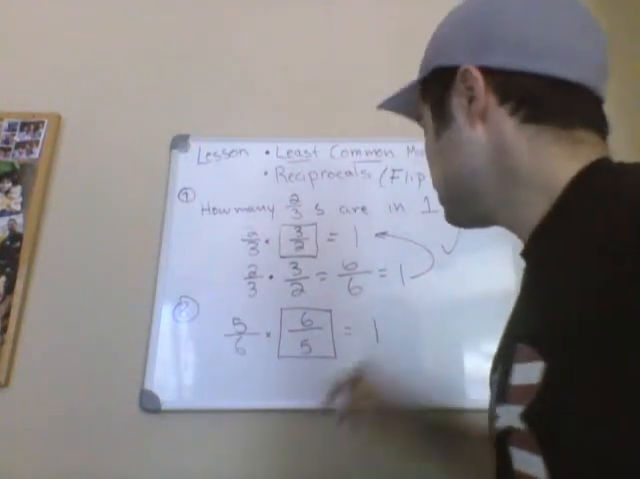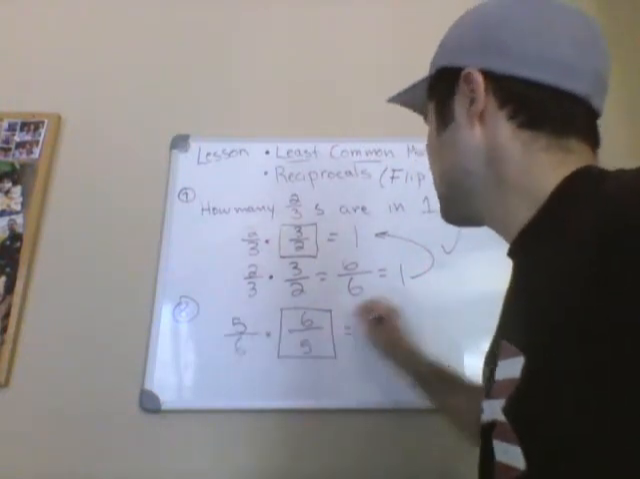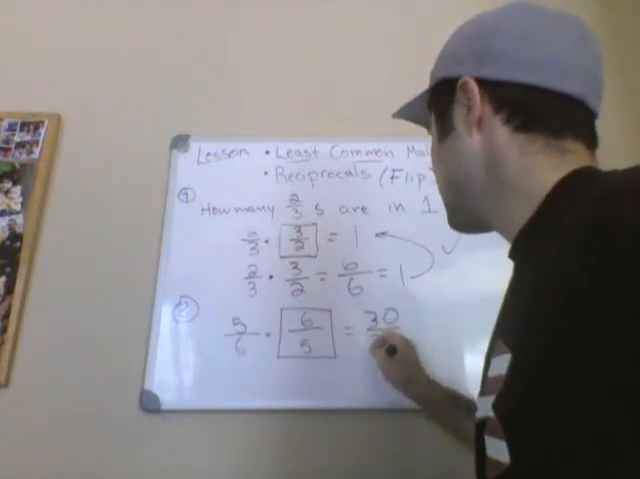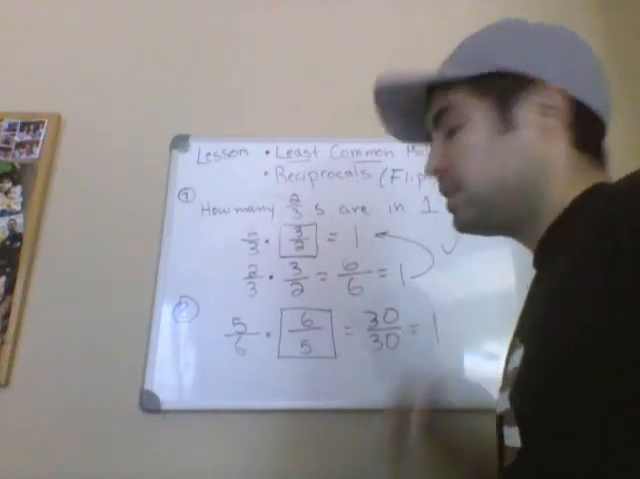In order to prove that, you just multiply out. Let's do 5 times 6 is 30. 6 times 5 is also 30. What's 30 divided by 30? Anything divided by itself is 1.